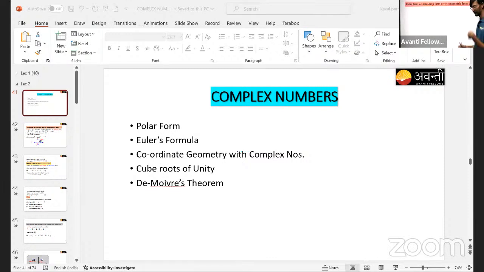First is polar form, which is also known as modulus amplitude form. Generally, we don't use this name, because polar form is fine. So let's look at the polar form.